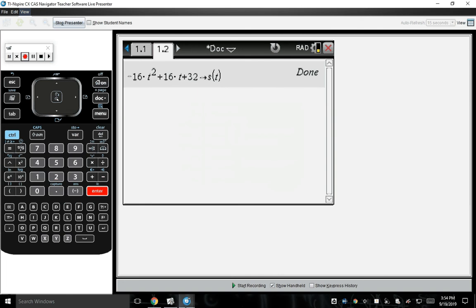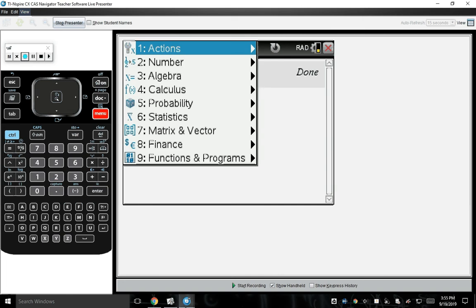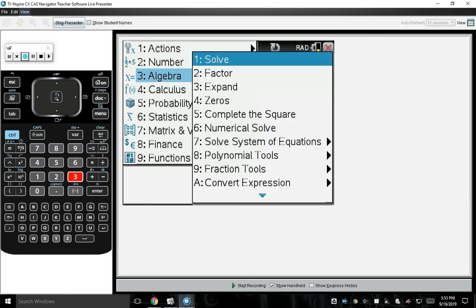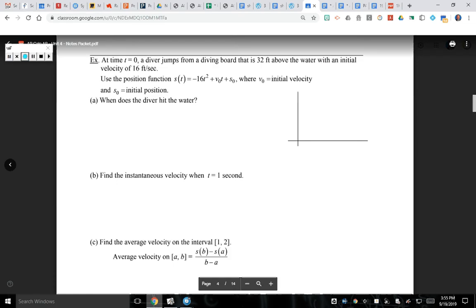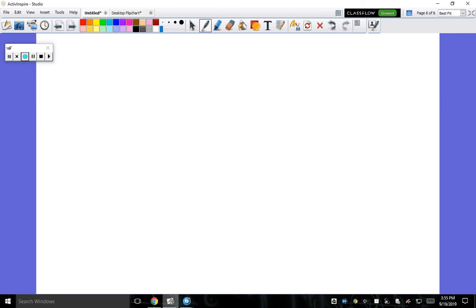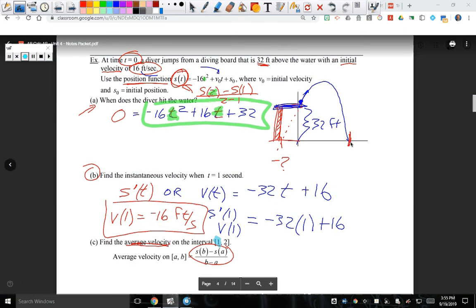The first question asked, when does this equal 0, right? Here we go. Menu, algebra, solve. And you can put, when does s of t, close the parentheses, equal 0? And then just do comma t. It's at negative 1 and 2. So it will hit the water, like we were showing, at negative 1 and 2.